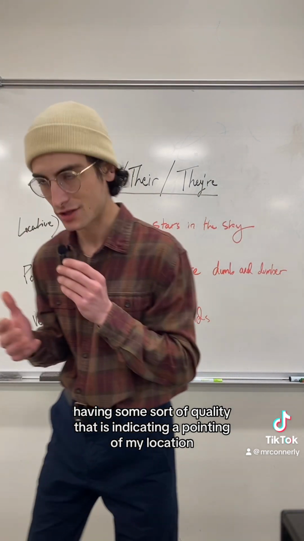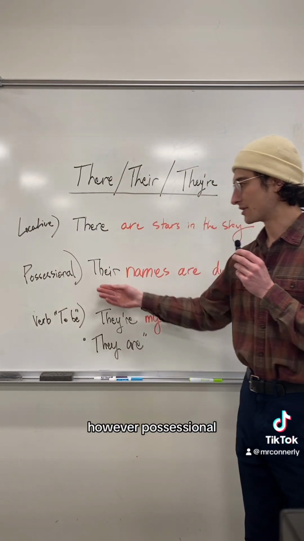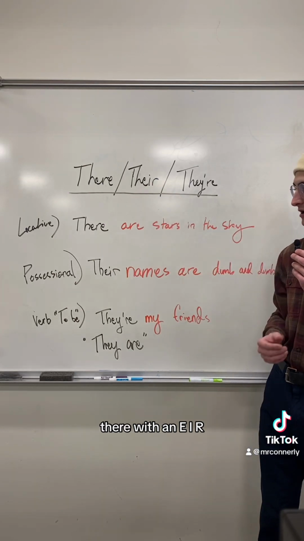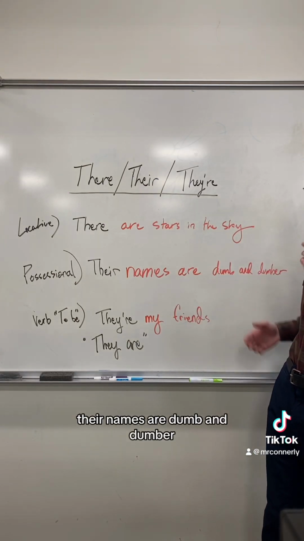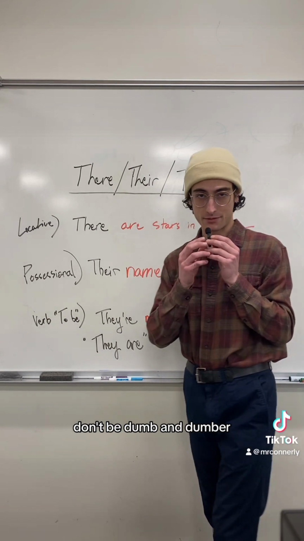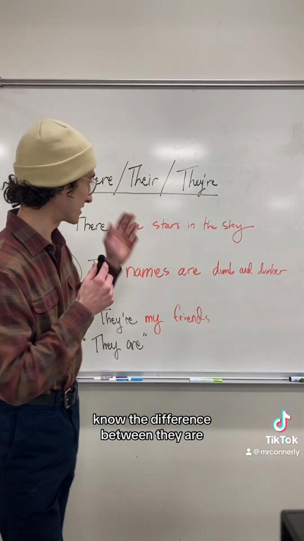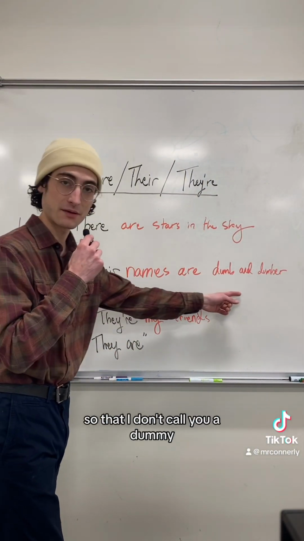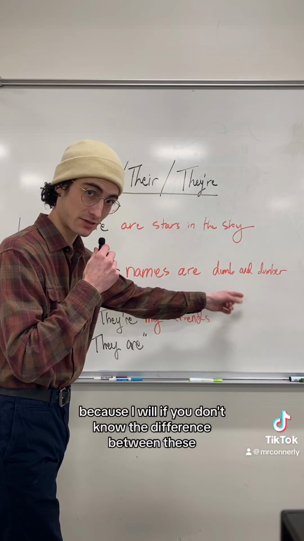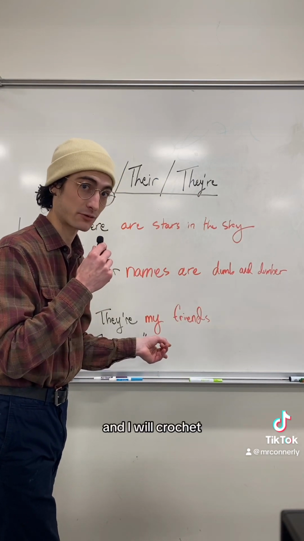Locative, location. However, possessional, there with an E-I-R, their. Their names are dumb and dumber. Don't be dumb and dumber. Know the difference between there, and their, so that I don't call you a dummy. Because I will if you don't know the difference between these. And I will throw shade.